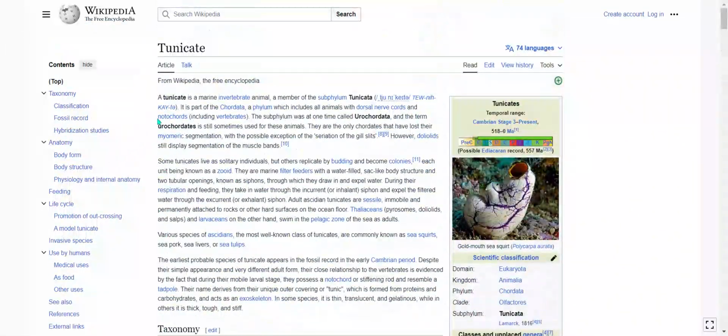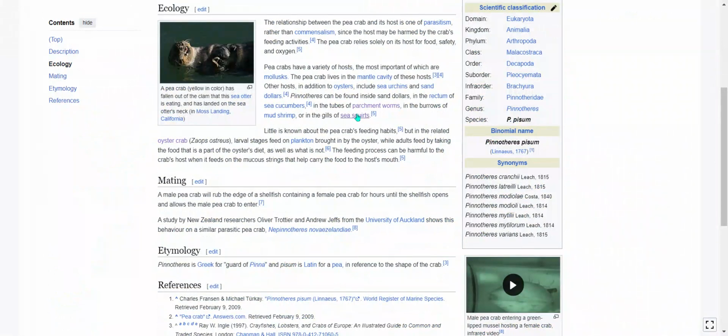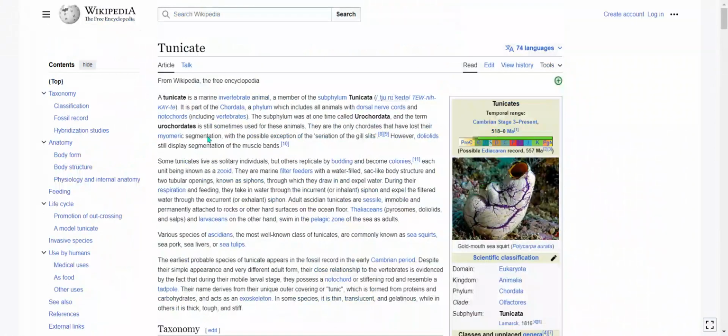Darn it, they don't call it a sea squirt anymore. They call it a tunicate. Tunicata. Okay, that's singular tunicate. Cool. Let's get in.